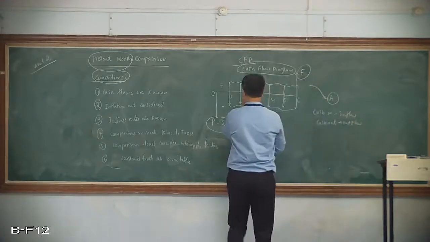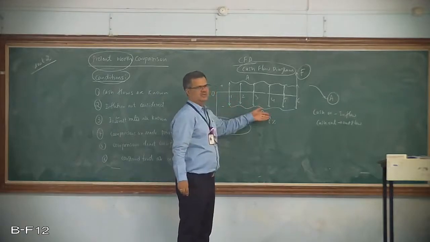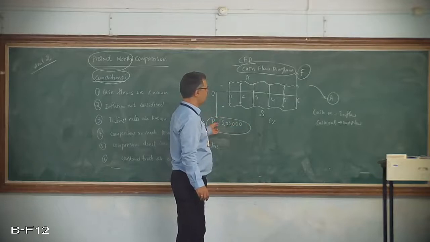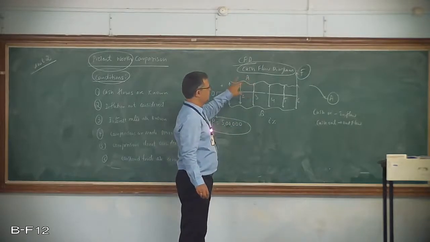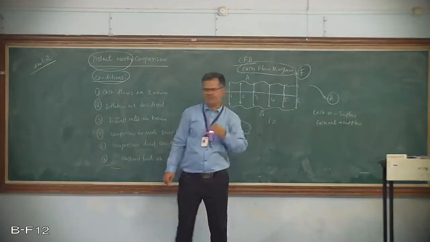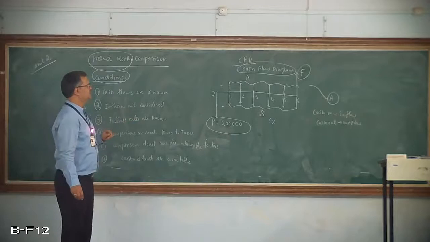How much money is going out of the system? Invested money is going out for the maintenance and all, so that is cash outflow. These are the income, cash inflow. This is the resale value, also cash inflow. So these are the typical cash flows that take place. This is a cash flow diagram.